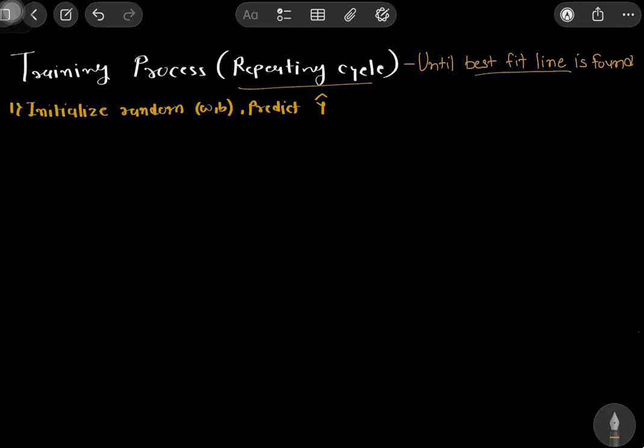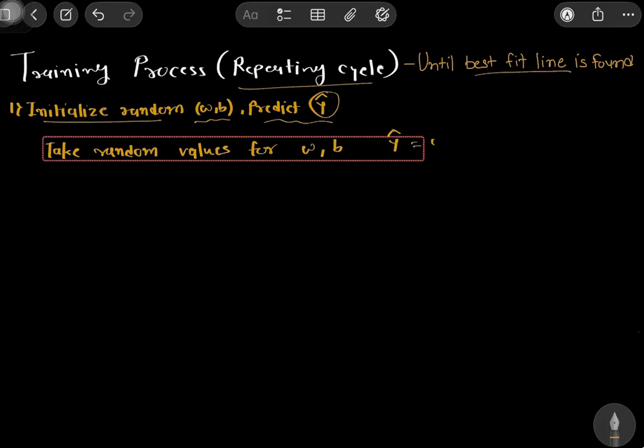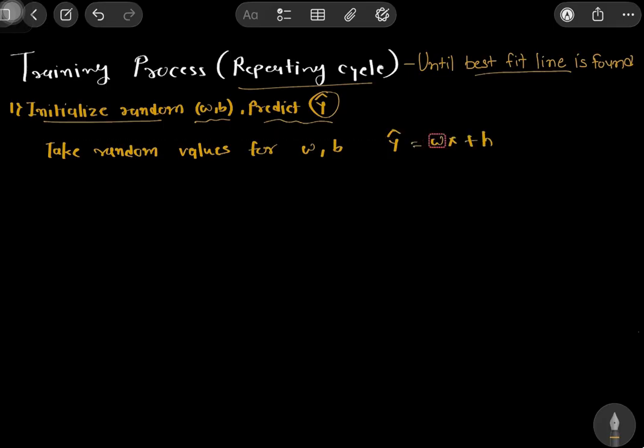The first step is to initialize W and B with random values and then calculate Y hat. So we start the process where we initialize W and B randomly and then calculate our Y hat. Y hat is nothing but Wx plus B. Suppose I say W is equal to 1 and B is equal to 0. This is the random initialization I have used.